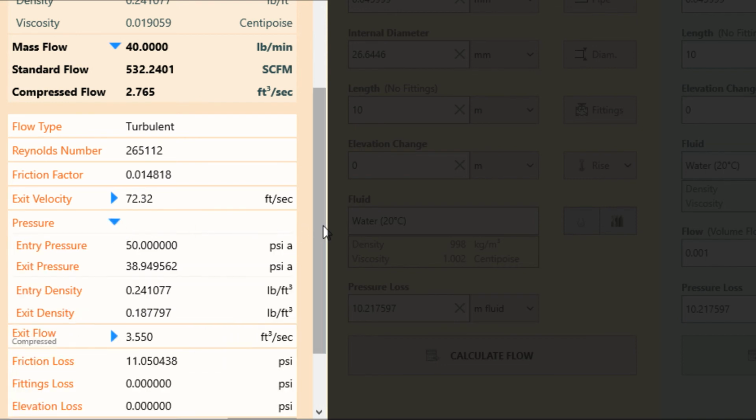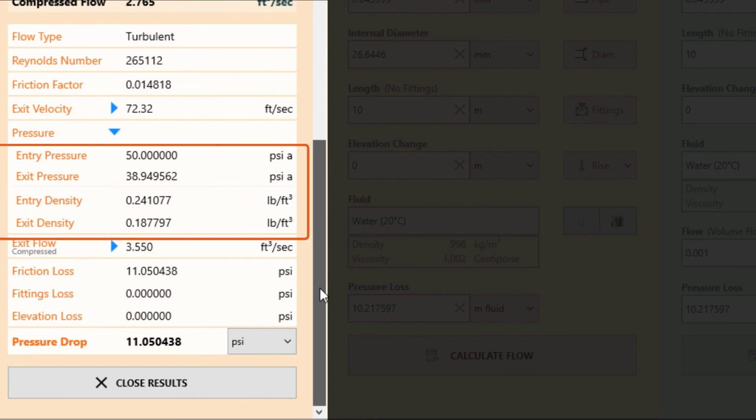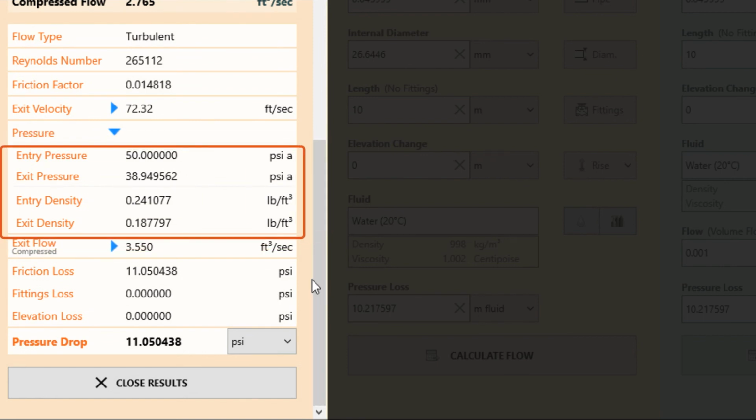Expanding this section also gives us our entry pressure data, as well as the density of our fluid entering and exiting this pipe.